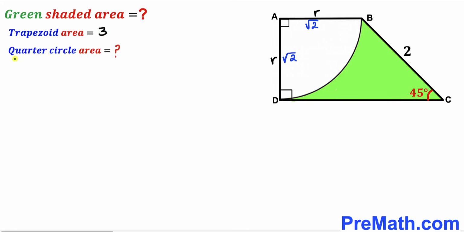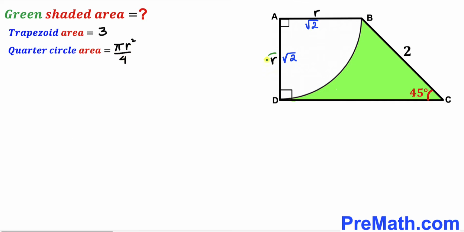And now we are going to calculate the area of this quarter circle. We are talking about this quarter circle. And now let's recall the area of a circle formula. Area of a circle is always equal to pi r square, where lowercase r is the radius. And since we are dealing with this quarter circle, the quarter circle area is going to be pi times r square, and we are going to divide it by 4.